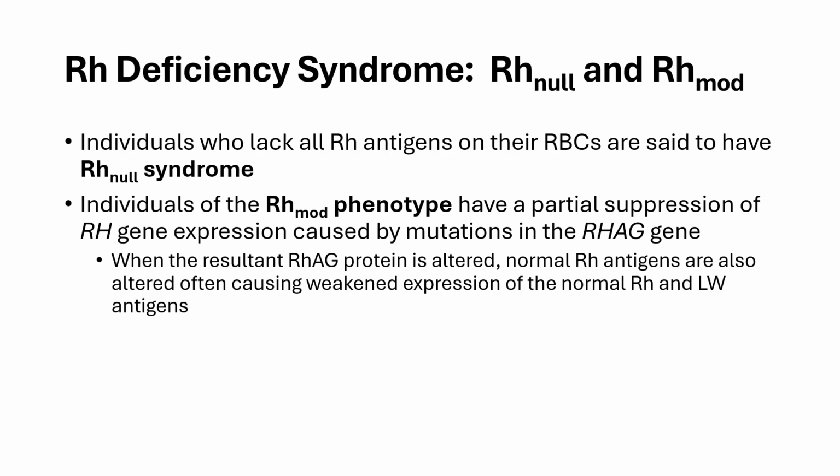Then we also have the Rh mod phenotype. The Rh mod phenotype involves partial suppression of Rh gene expression. This is typically caused by mutations in the RHAG gene, which encodes the Rh-associated glycoprotein. RHAG is essential for the proper expression of the Rh antigens on the red blood cell surface. So when the RHAG protein is altered, the normal Rh antigens, which are big D, big C, big E, little c, little e, are also altered, often resulting in weakened expression of the Rh and LW antigens. This can affect blood typing and transfusion compatibility.